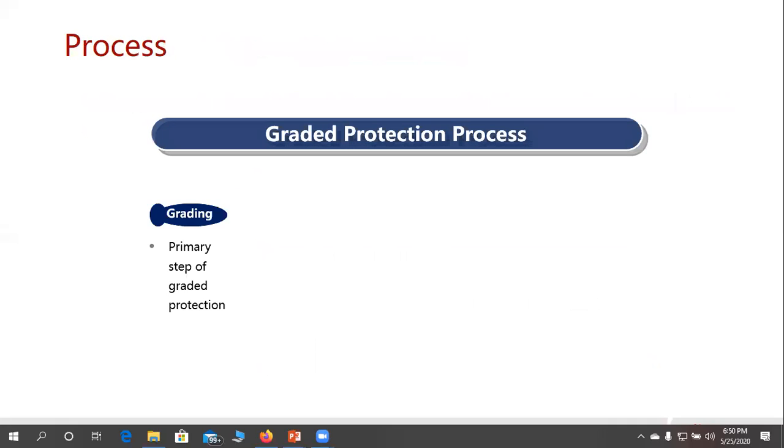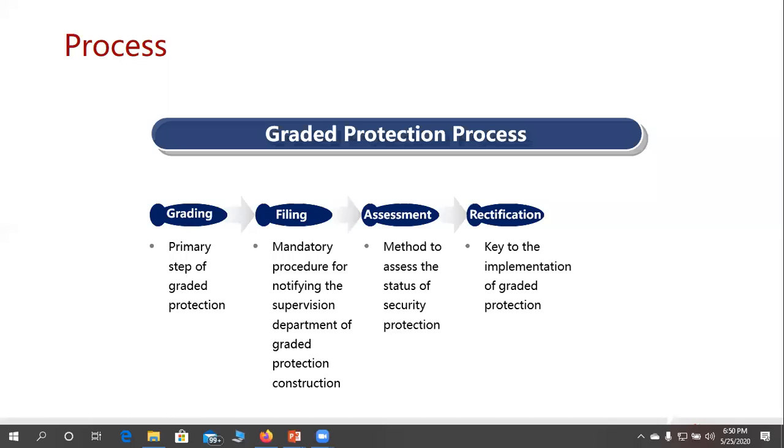So this is the process for graded protection, which starts with grading. This is the primary step of graded protection. Then filing, a mandatory procedure for notifying the Supervision Department of Graded Protection. Construction, then assessment, methods to assess the status of security protection. Rectification, key to the implementation of graded protection, and of course supervision, which has to be done by external management of graded protection.